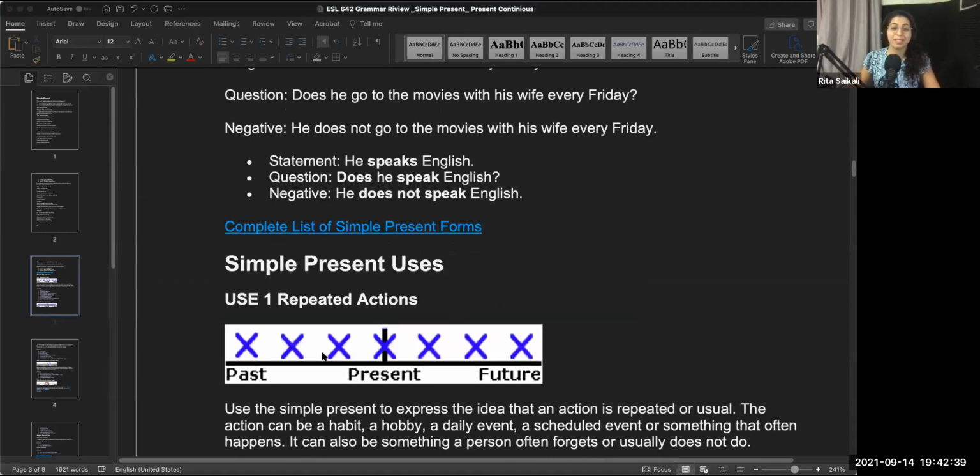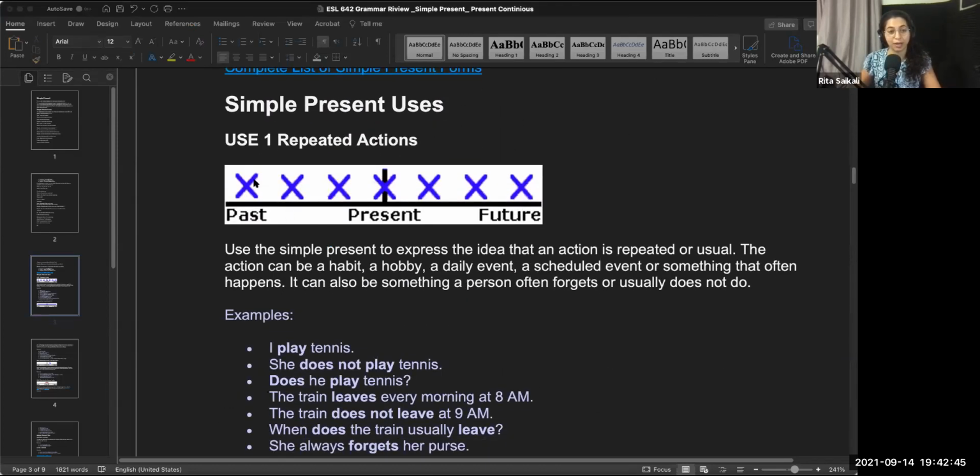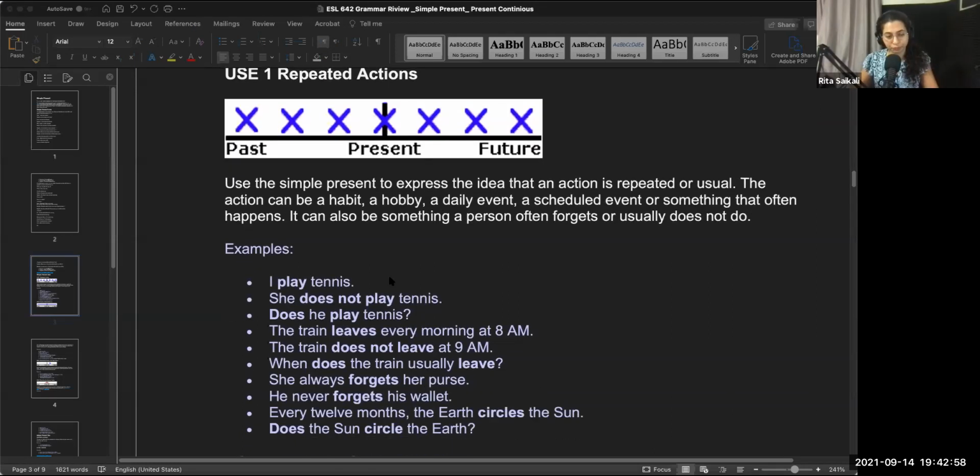Okay, so then we have the simple present. The simple present is a repeated action. What basically happens is that the same action is repeated from the past to the present to the future, and it doesn't get interrupted. It continues. We use the simple present to express the idea that an action is repeated or usual. The action can be a habit, a hobby, a daily event, a scheduled event, or something that often happens. It can be something a person often forgets or usually does not do.